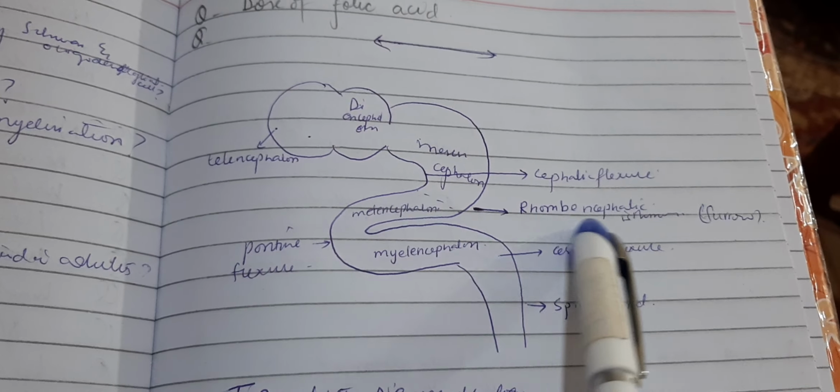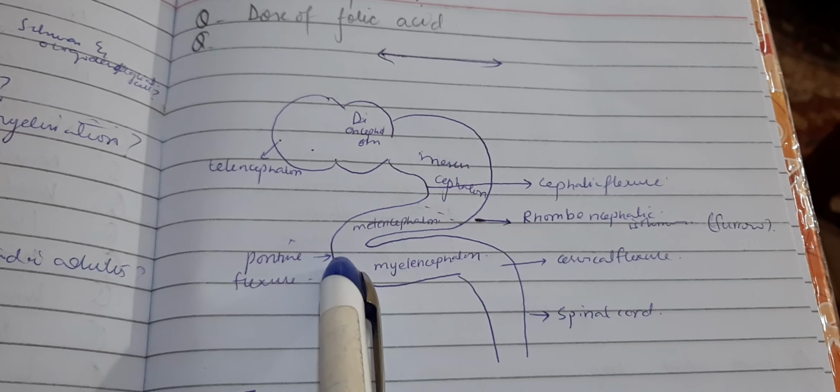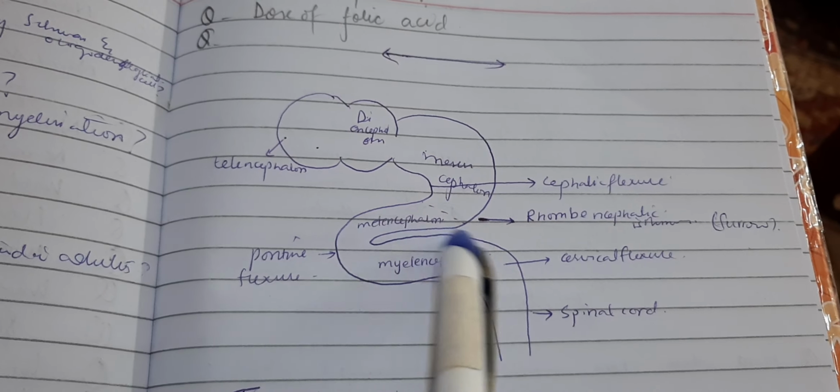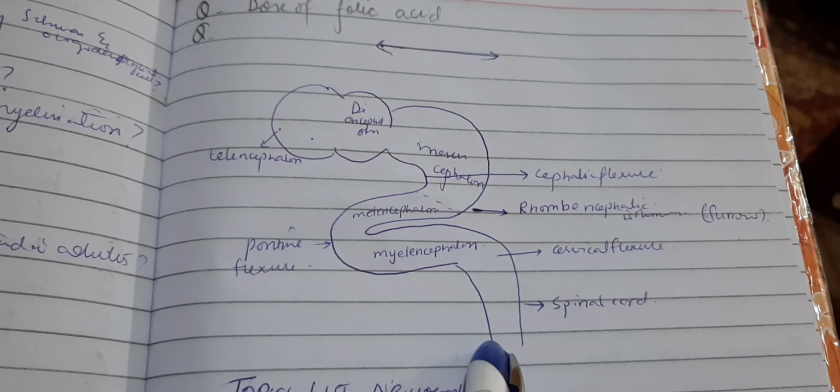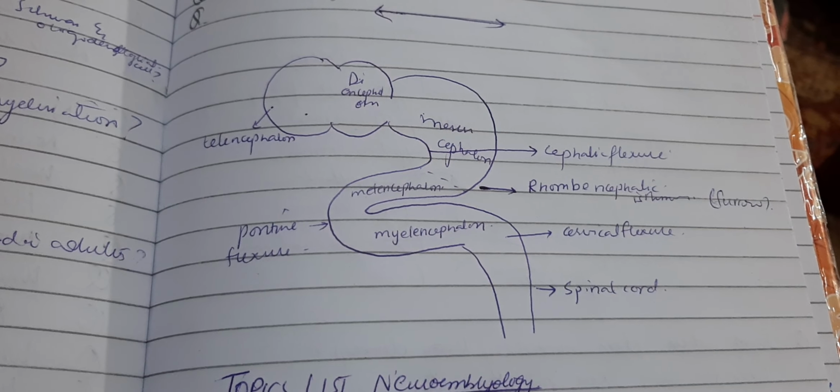The area between rhombencephalic isthmus and pontine flexure is metencephalon, and the area between pontine flexure and cervical flexure is myelencephalon, and then we have the spinal cord. So this is from the secondary vesicles of the neural tube.